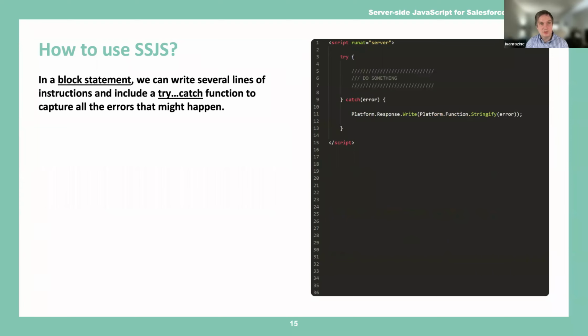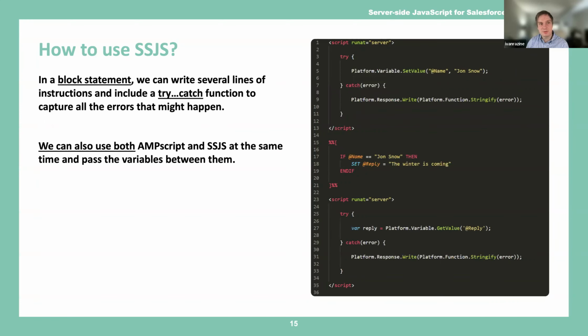Now, in the block statement, you can, of course, write several lines of code and include a try-catch function to capture all the errors that might happen. This is what you will always see in the code on my website: if I have production code, I will always use a try-catch function. Without it, it can give you error 500 in some cases. It will give you some weird errors, maybe a white screen, no content. It really depends, but by using try-catch, you can really see where the error occurred.